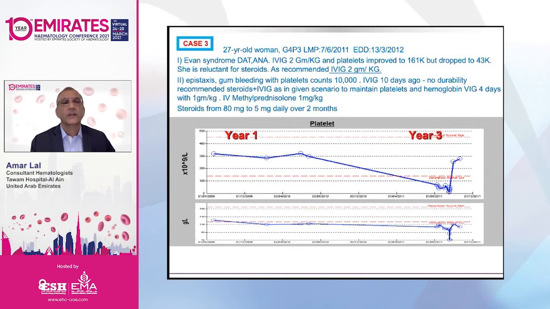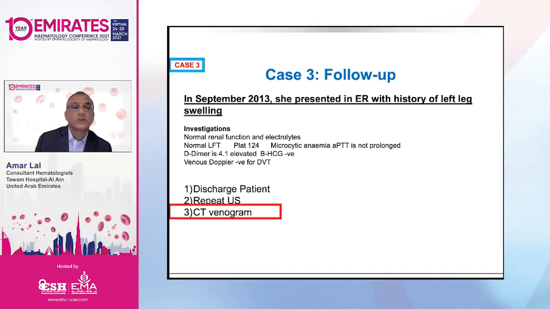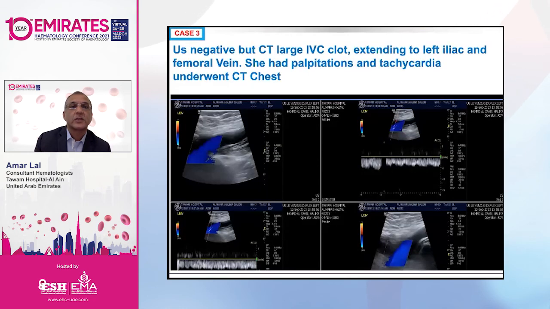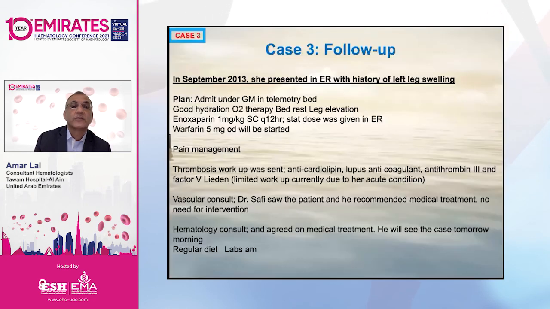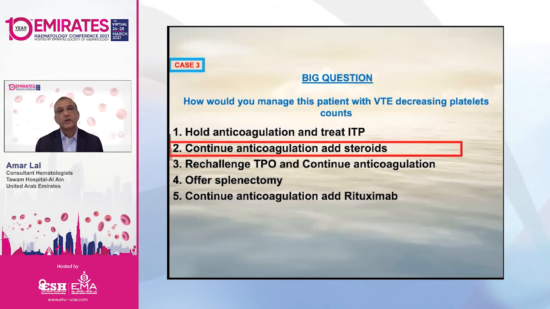Now, the third patient, a 27-year-old lady who has Evans syndrome. She was not accepting any treatment. On and off, she was taking steroid and IVIG. Over 3 years, she developed left leg swelling and came to the ER. Doppler was negative, so we did a CT venogram, and it found she also has pulmonary embolism. This patient is very difficult to treat because of the low platelet count, and you have to give heparin as well. The platelet count was 20,000, so you continue anticoagulation and the steroid, which was given to this patient.